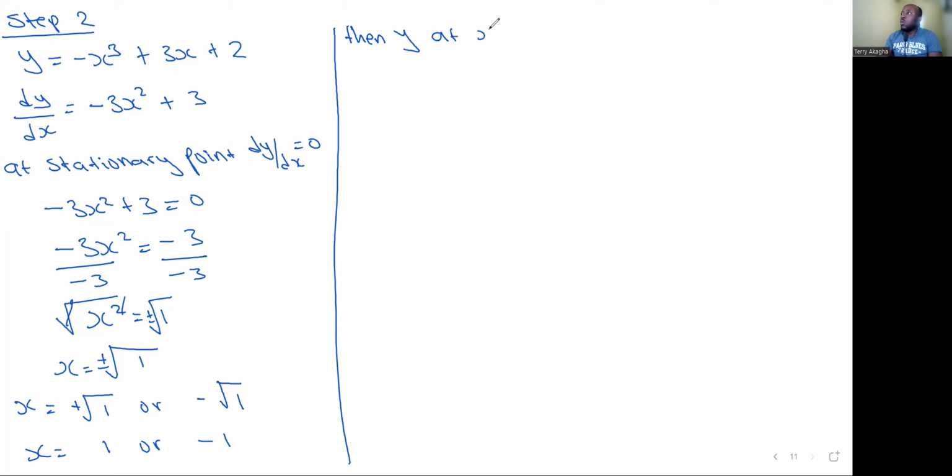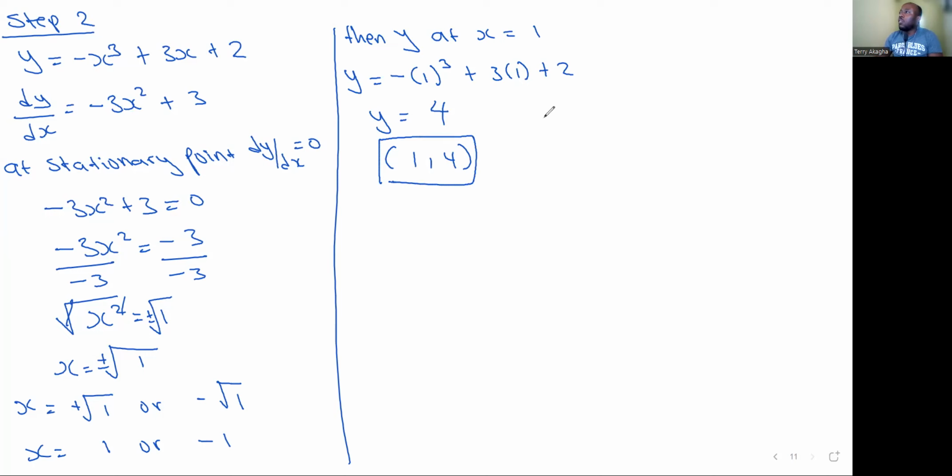So we have y equal to minus 1 cubed plus 3 times 1 plus 2. Then when you press all this in your calculator, y is going to give you 4. So the first stationary point we have is going to be 1 and what? 4. So this is the first stationary point we have: 1 and 4.